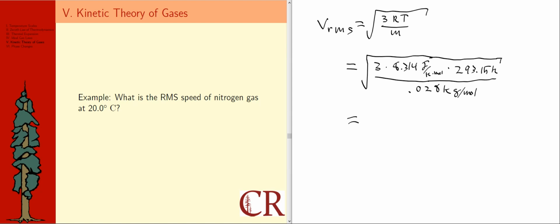If I put this into my calculator, I get 511. Since I'd converted everything into SI base units, and this time I was a little more careful about checking to make sure that the mole unit actually canceled in the calculation, I think this 511 meters per second should be the correct answer with correct units, and it looks like it is.